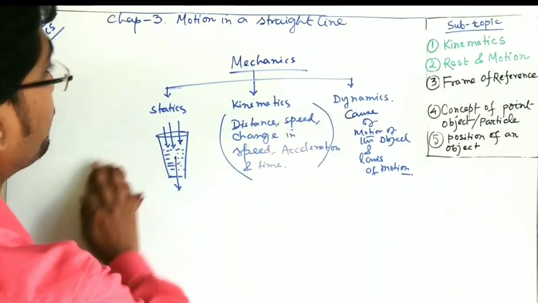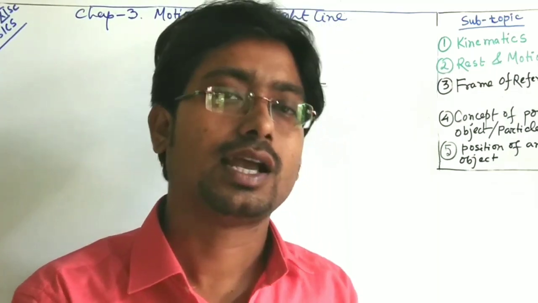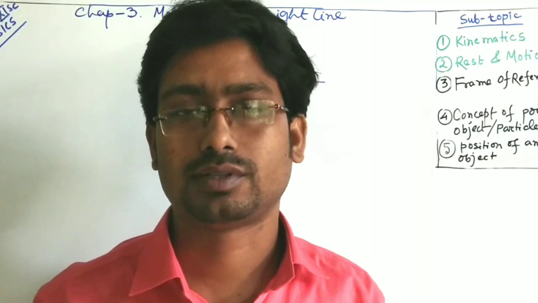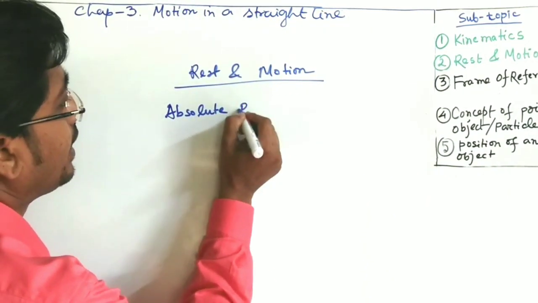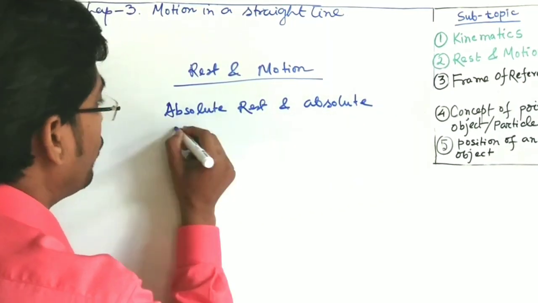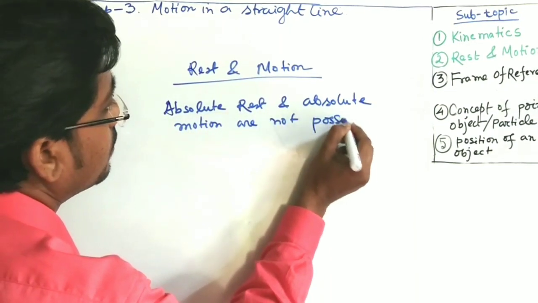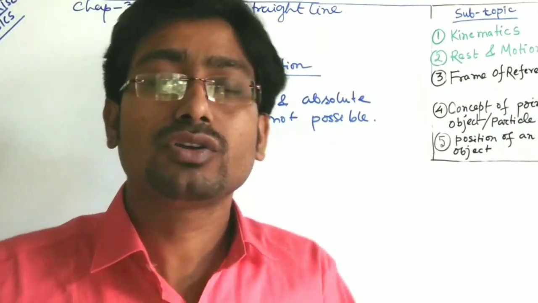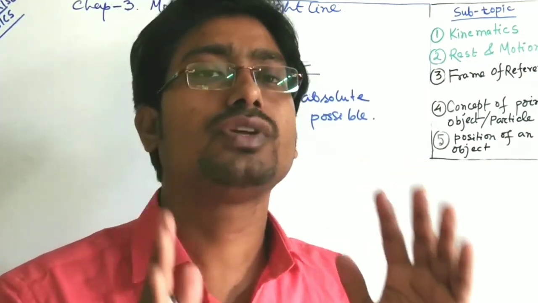Next topic, that is the second: rest and motion. There are 2 states, one is rest and one is motion. Absolute rest and absolute motion are not possible. We cannot talk about absolute rest and absolute motion. What we talk about is relative, in relation to others. I am giving you one example.